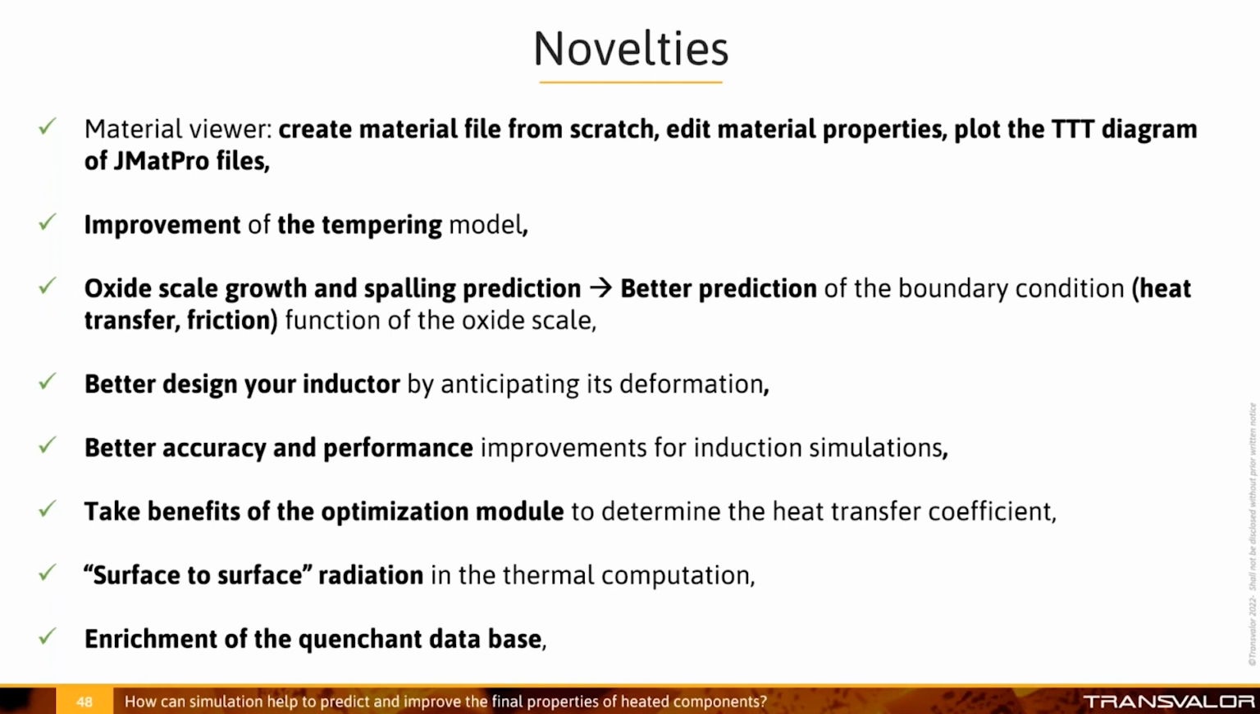You can take benefit of the optimization model to determine the heat transfer coefficient. You can take benefit of the surface-to-surface radiation in the thermal computation. Now the radiation is available in the thermal computation. If you have several objects, we can see the influence of the radiation from one object on another, as well as during forming simulation. We enrich our quenchant database with a new quenchant database that comes from Quaker Houghton quenchants.